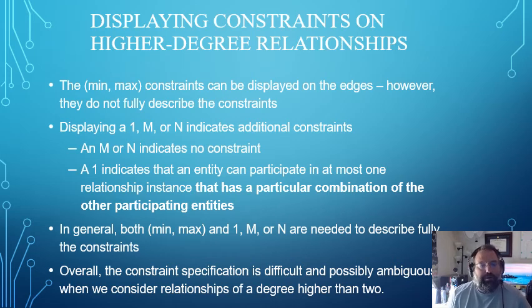Displaying constraints on higher degree relationships. The min-max constraints can be displayed on the edges. However, they do not fully describe the constraints. Displaying a 1, M, or N indicates additional constraints. M and N indicate no constraint. A 1 indicates that the entity can participate in at most one relationship that has a particular combination of the participating entities. In general, both min and max, or 1, M, and N, are needed to describe fully the constraints. Overall, the constraint specification is difficult and possibly ambiguous when we consider relationships of a degree higher than 2.